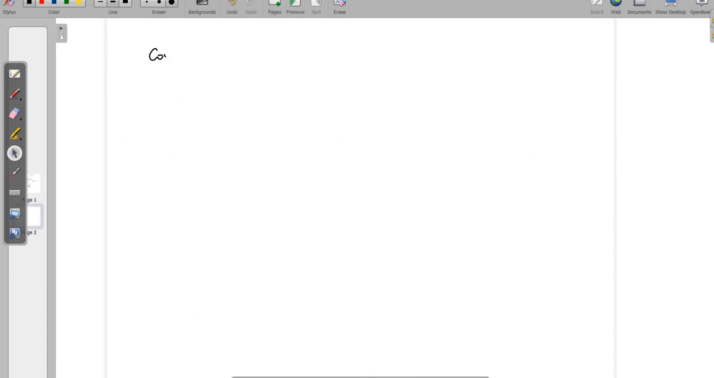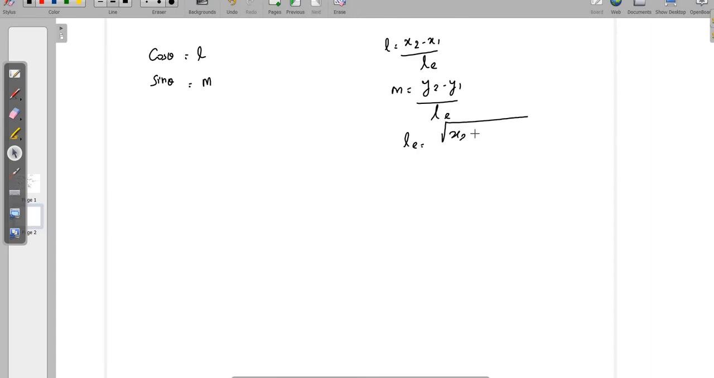So we are using cos theta, sin theta. I am going to replace the cos theta and sin theta with the letters L and M. Instead of using the angle, we can use the coordinate system to find the value of L and M, because it is somewhat easier for our calculation, where L is (x2 minus x1) by LE, the effective length, and M is (y2 minus y1) by LE, where LE is the effective length between the coordinates, the square root of (x2 minus x1) the whole square plus (y2 minus y1) the whole square.